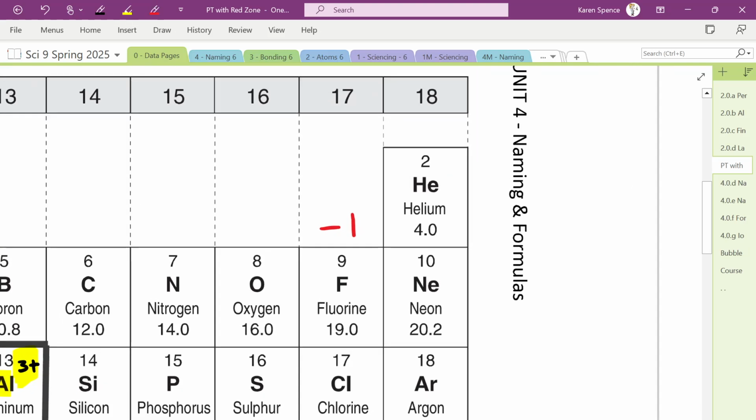Group 16 has 6 valence electrons. How many does it want to gain?